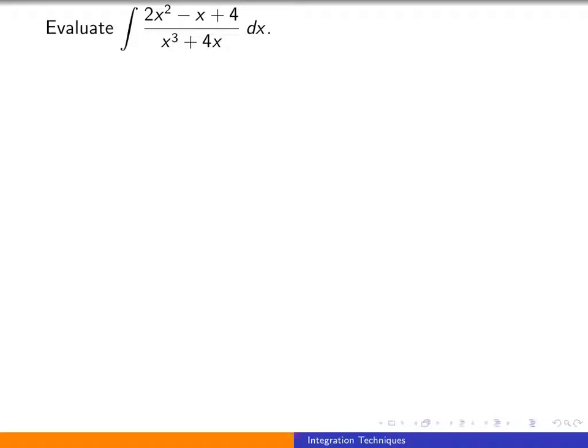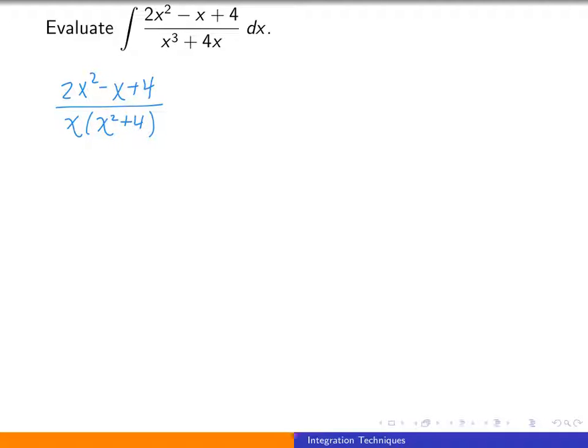In this example, we will anti-differentiate the proper rational function (2x squared minus x plus 4) divided by (x cubed plus 4x). Because this is a proper rational function, we can just jump immediately to the partial fraction decomposition. So looking at the denominator, we can factor it as x times the quantity x squared plus 4.